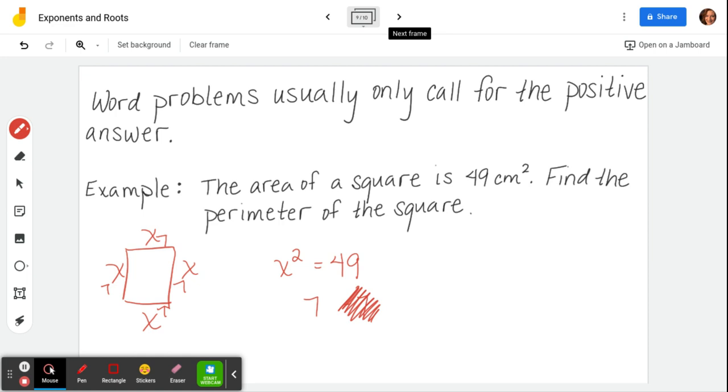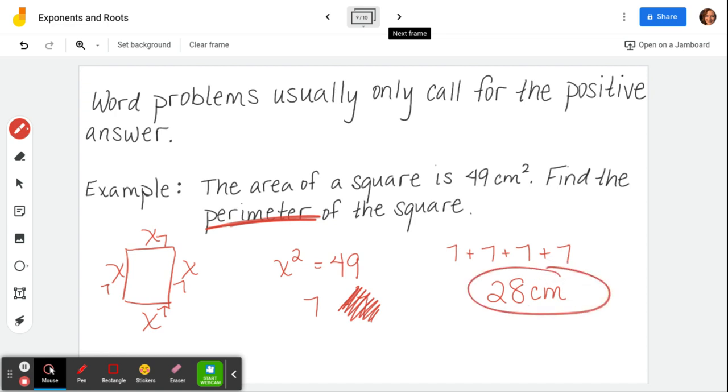Then for the perimeter, if I add all those up, this says now find the perimeter. 7 plus 7 plus 7 plus 7 gives me 28, and perimeter would just be centimeters. So again, the reason why I only put the positive is because this one is dealing with a measurement. You're not going to have a negative side length.